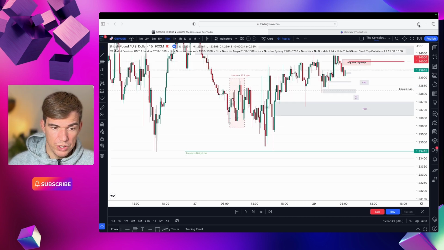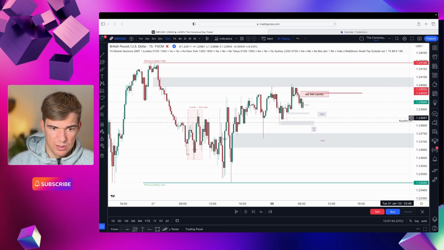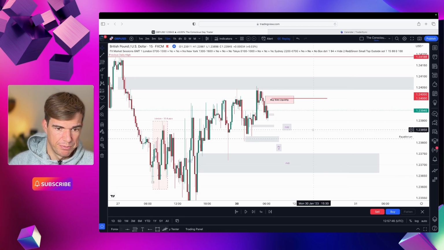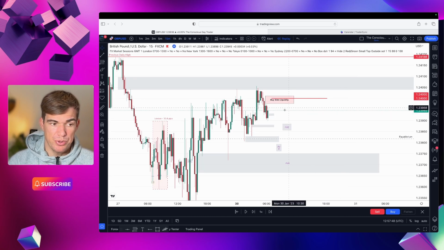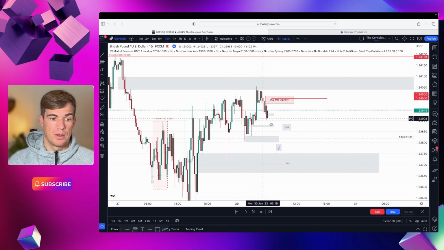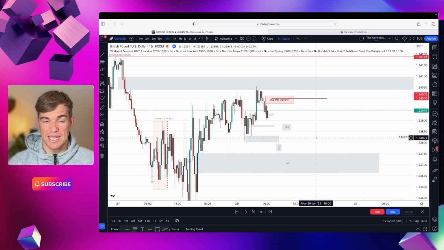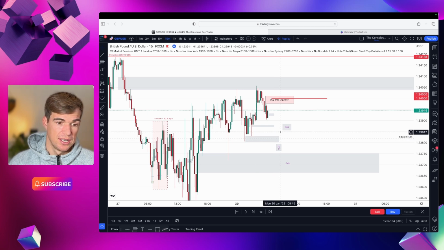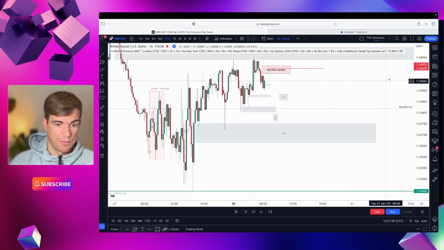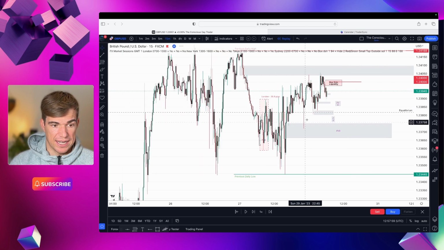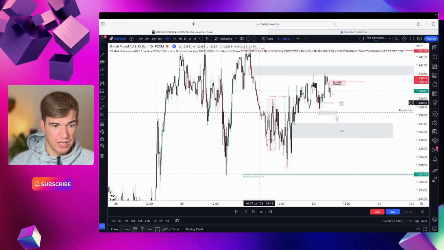Now, what did we see here? Why did I go long on this? Because we are in a premium environment. We're above the equilibrium, so technically we should be wanting to short. And also, if you look at the market, it's on an uptrend on the 15-minute.